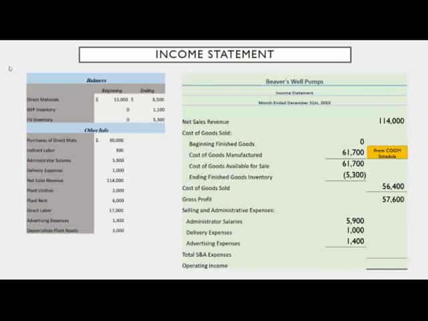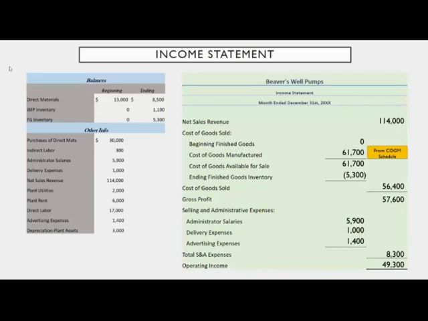When we add all of these up, we get total S&A, selling and administrative expenses, of $8,300. To find your operating income, it is just gross profit minus your total selling and administrative expenses. So $57,600 minus the $8,300 we had in S&A expenses means that Beaver's Well Pumps had an operating income of $49,300 during the month of December 20XX.